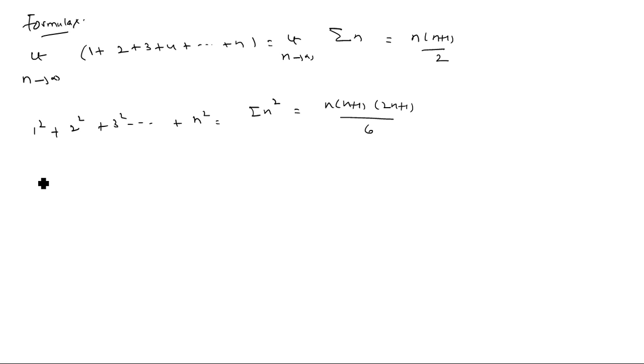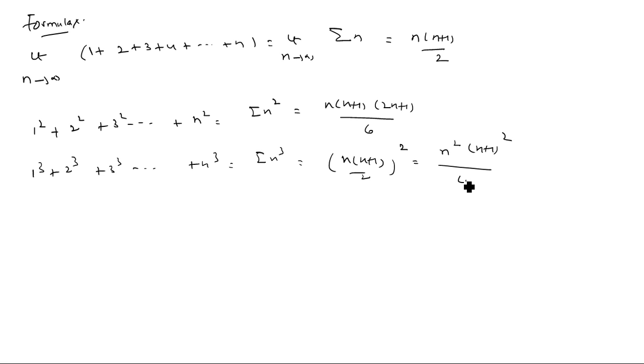Next we have summation of cubes, that is nothing but 1 cubed plus 2 cubed plus 3 cubed and so on, n cube. That is nothing but a sum of n cube, that is nothing but n into n plus 1 by 2 whole square, and it is nothing but n square into n plus 1 whole square by 4.